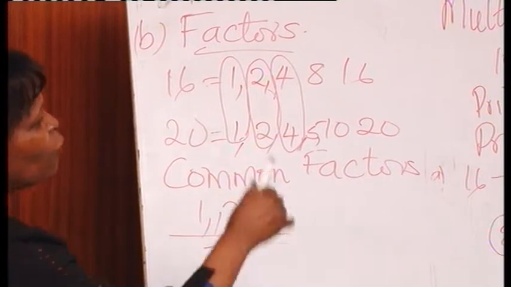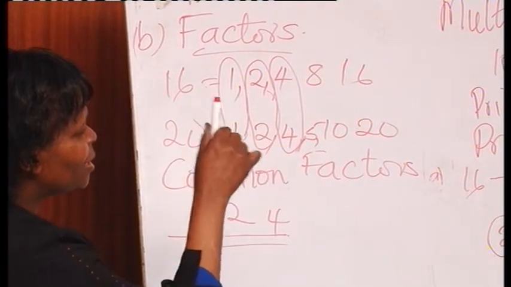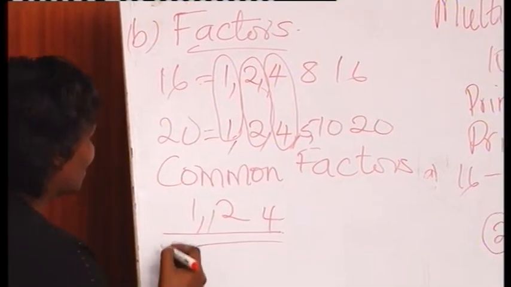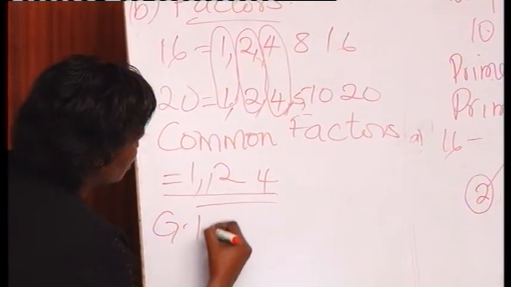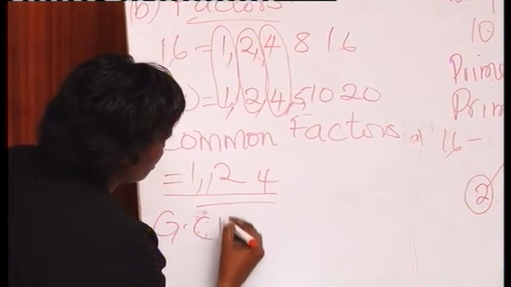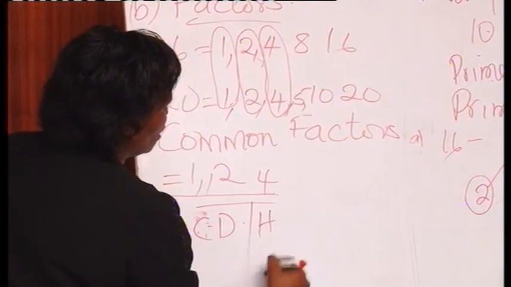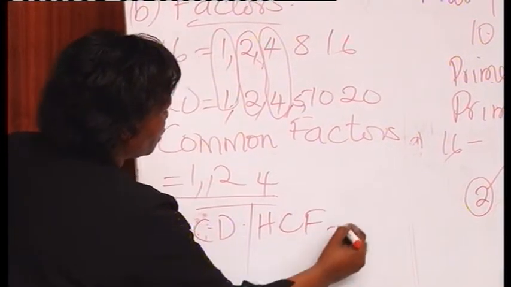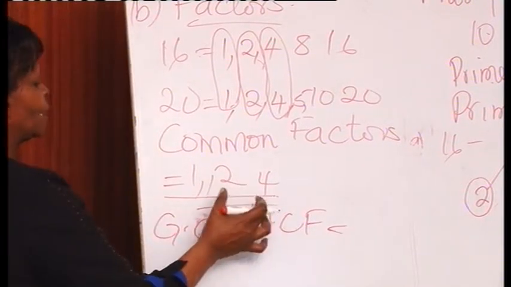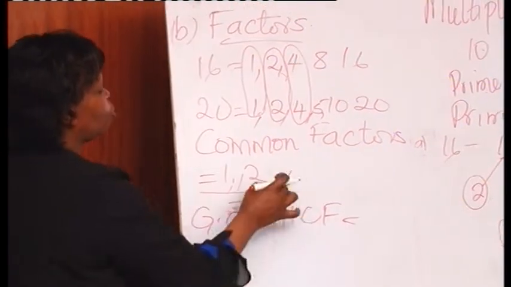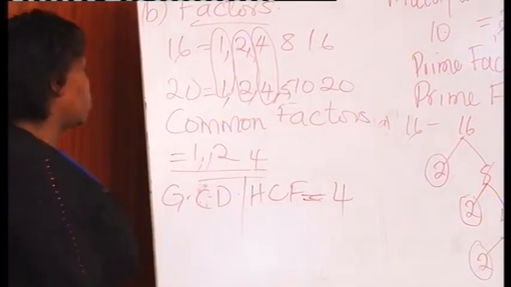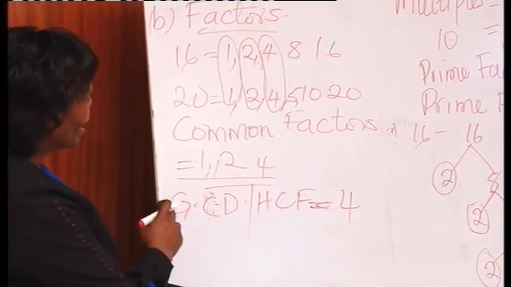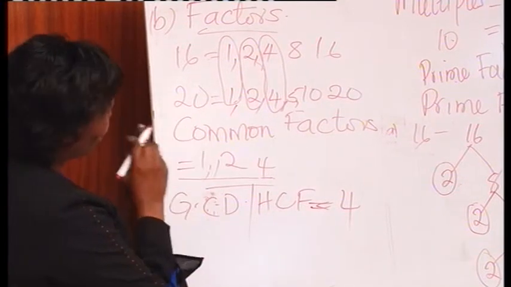But then we are looking at the GCD. So these are the common factors. What about now the GCD, which is also the highest common factor? We'll have to look at the common factors, and then you choose the biggest or the highest, and the biggest is 4. So this is the second method where you use the factors.